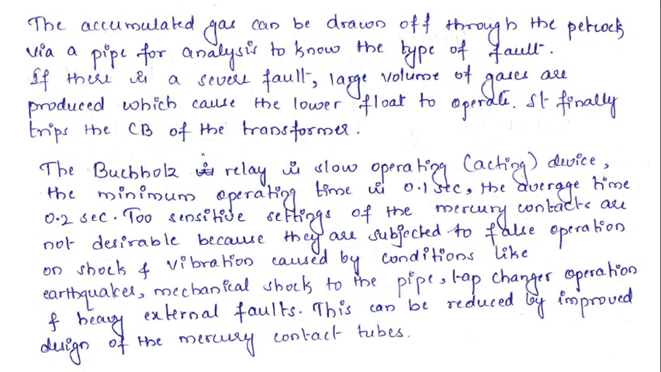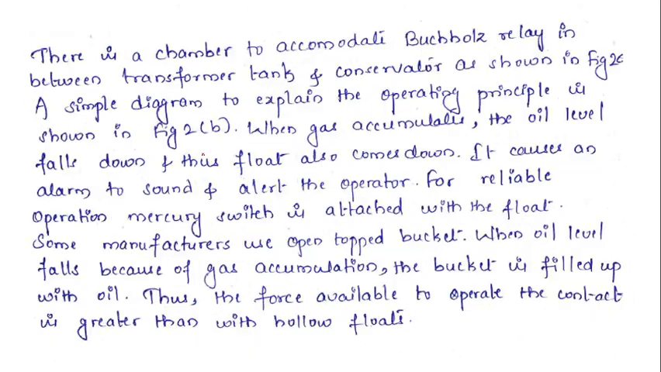The accumulated gas can be drawn off through the petcock via a pipe for analysis to know the type of the fault. For the mercury attached float, when the oil level falls because of the gas accumulation, the bucket is filled up with oil. Thus, the force available to operate the contact is greater than with the hollow plate.